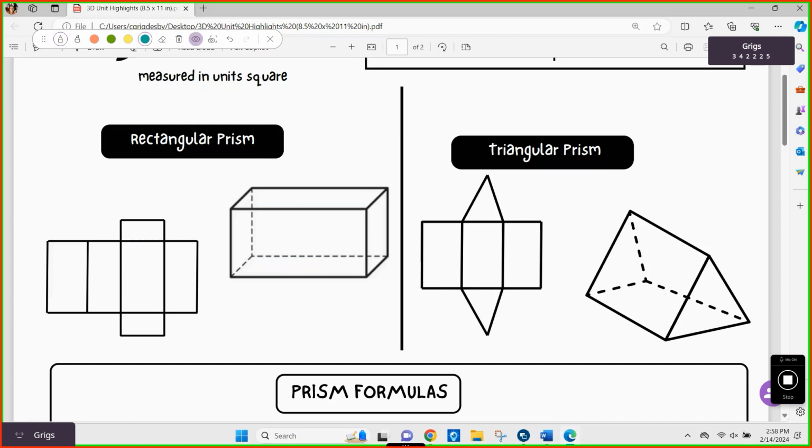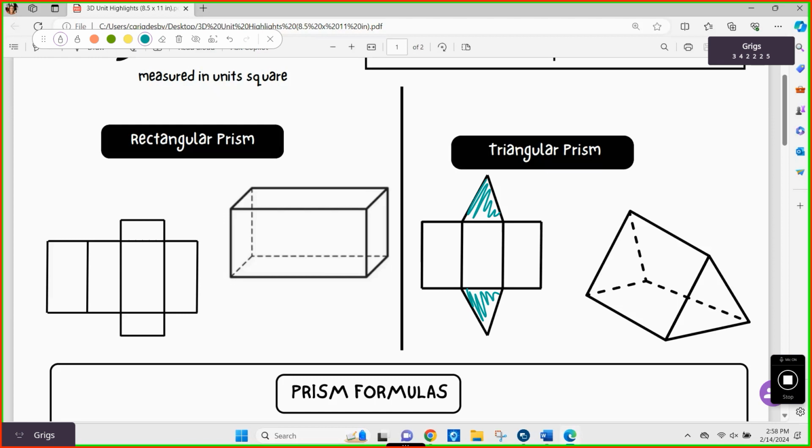Alright, so a triangular prism. Our bases here are actually the triangles. That's what the shape is supposed to be. So it starts as a triangle, then it extends. Does that make sense? Whereas this started as a rectangle and extended upward. It starts as a triangle and extends backward.